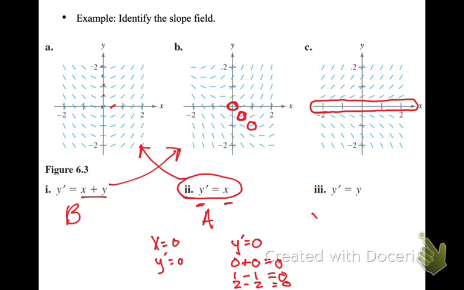So y prime is 0. That's because that's my slope, right? And what is the y value on the x-axis? Also 0. So does that fit? Yep. See how we paired them up? Yeah, I like that. Okay.